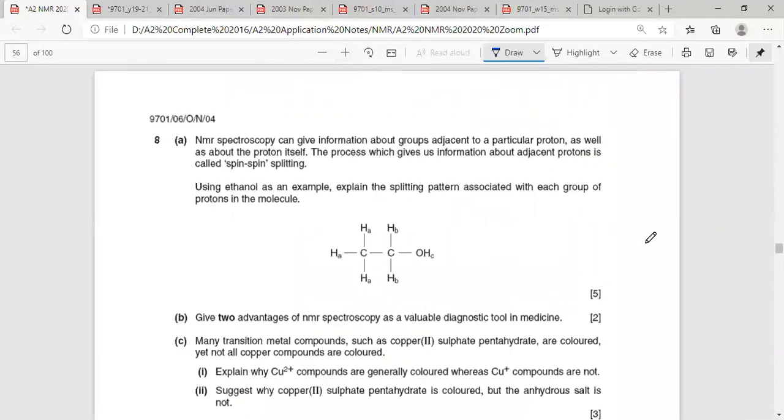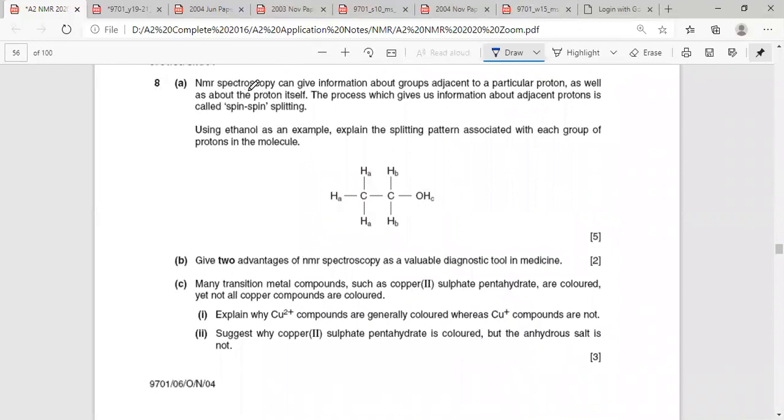Now here, NMR spectroscopy gives information about groups adjacent. We use the word adjacent now. Adjacent groups of hydrogen actually means groups of hydrogen adjacent to a particular proton, as well as information about the proton itself. The process which gives us information about adjacent protons is called spin splitting or spin coupling. Using ethanol as an example, explain the spin splitting pattern associated with each of these groups.